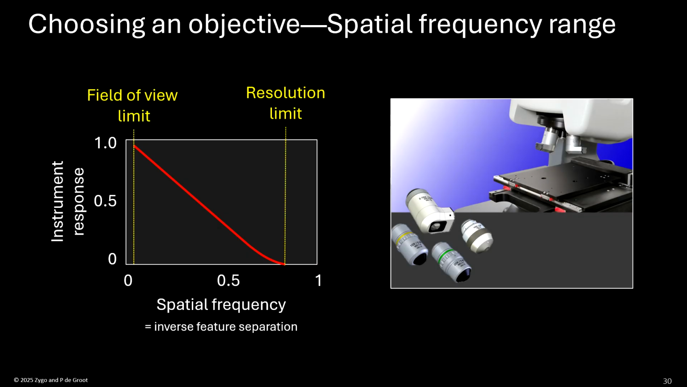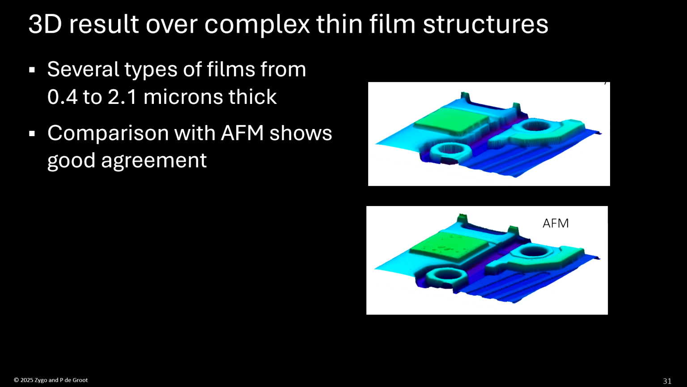Then we'll have a look at the practical issues of choosing what kind of interference objective, what kinds of interference objectives are there, and how to choose them based on spatial frequency range and other properties such as the numerical aperture. Some advanced techniques that are also now available on commercial instruments include analysis of thin film structures and measurements over complex film structures.